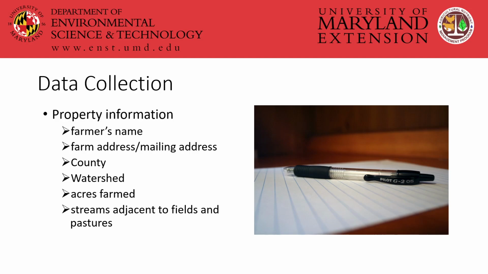What data do we need to create a plan? We need property information. So this is at the whole property level. We need the farmer's name, address, and mailing address. Oftentimes you'll have a bunch of different farm addresses which are different from the mailing address. The county, the watershed, how many acres are farmed, and any water that's near the farm. So some stuff you'll get from the farmer directly. A lot of this you can look up using mapping software or online tools.